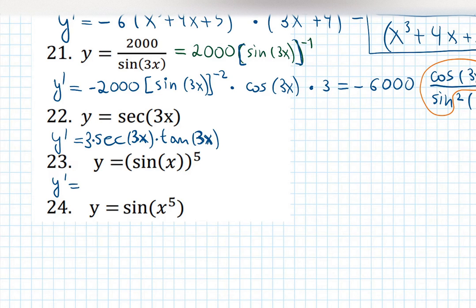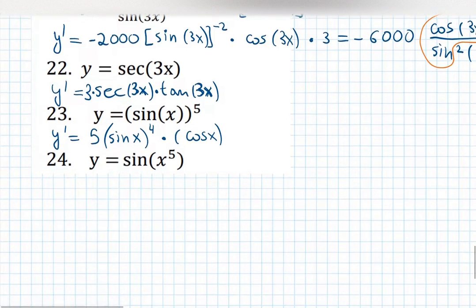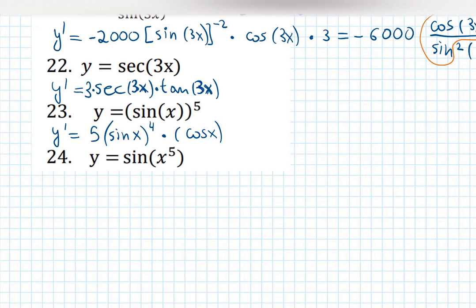Y prime is sine to the 5. 5 goes down, sine x, I just like the parentheses this way, to the 4. Look now, times, chain rule says times, look inside. Inside I see sine, derivative of sine is cosine x. Somehow the last examples are actually the simple ones. I'm not sure why, but it doesn't matter. And the last example, y prime is.